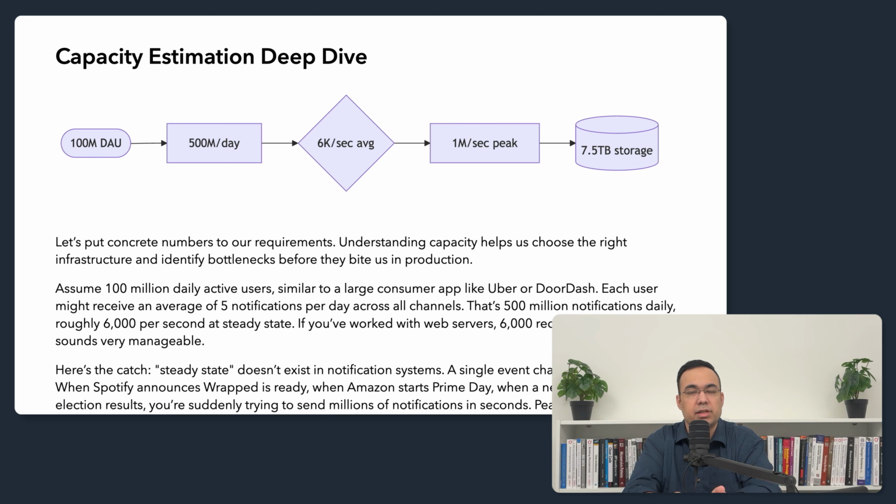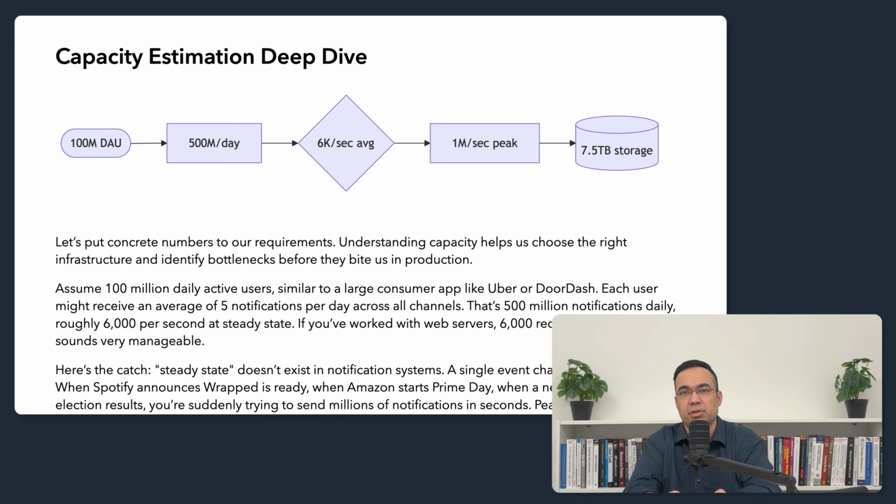Channel distribution shapes the infrastructure planning. So let's say 60% of notifications are push, 30% are email, 10% are in-app, and 1% are SMS. Each channel scales differently, so push flows through APNs and FCM, which impose their own rate limits. Email requires managing sender reputation with gradual IP warm-up.